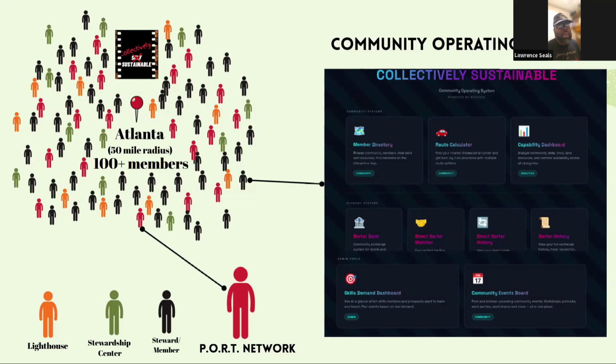Then we'll have our route calculator, which is used for emergency situations. This is where people have the opportunity to print out the directions of the unbeaten pathway directly to stewardship centers.